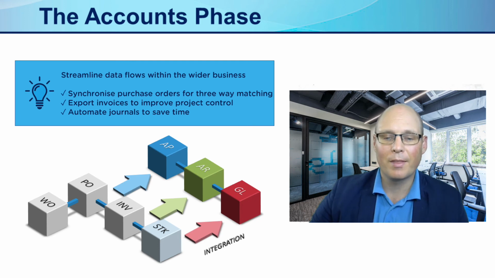The biggest optimizations in this phase are gained through integration. And planning for finance integration for production should include at least the following areas: accounts payable, accounts receivable, and posting of general ledger journals.